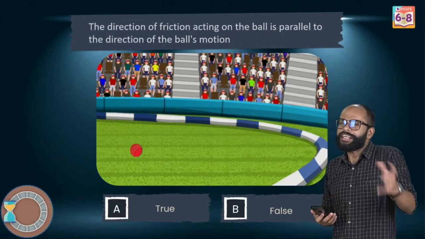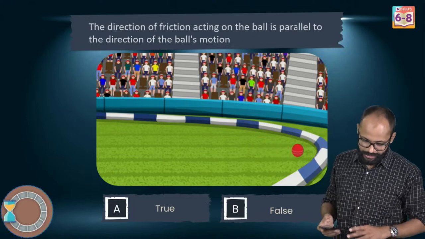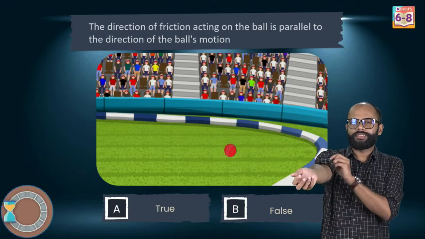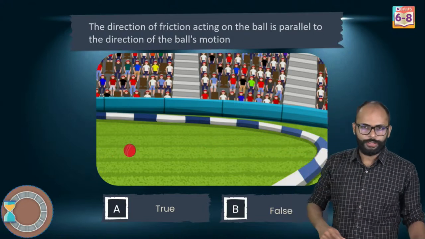Rotatory motion as such, there is no such motion. We call it rotational motion only. Rotatory is commonly said, meaning it is rotating, right? Otherwise, it is rotational motion.